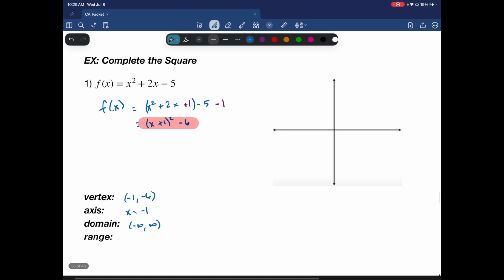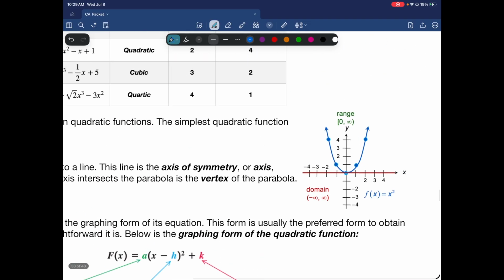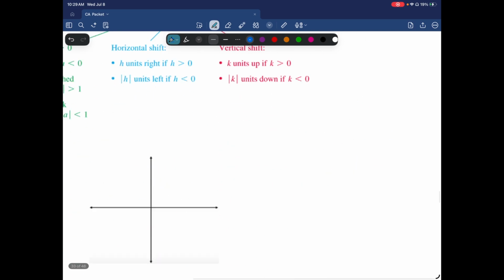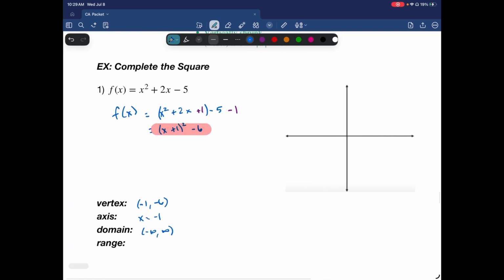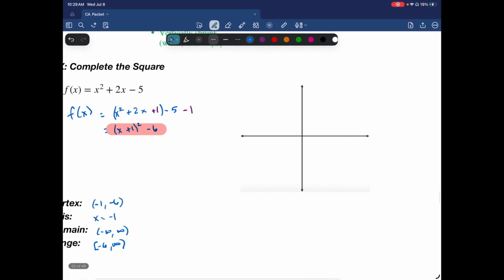For the parent function, the range was 0 to infinity. So we need to know, did I move at all from the origin? Well, it turns out I went down 6. That means my range is now going to be negative 6 to infinity. And then we graph it. We have negative 1, negative 6.